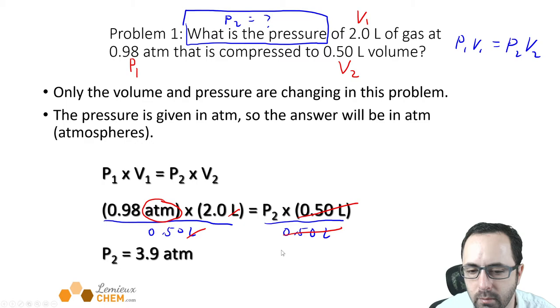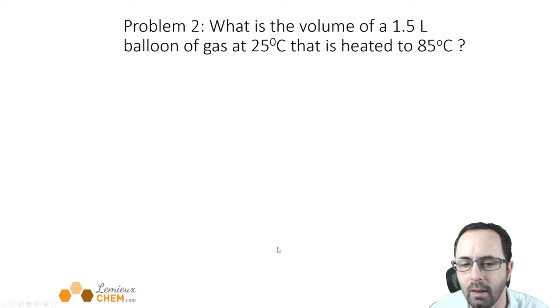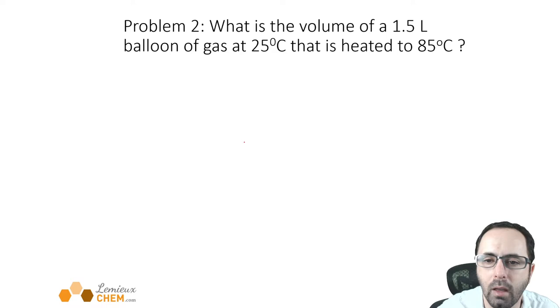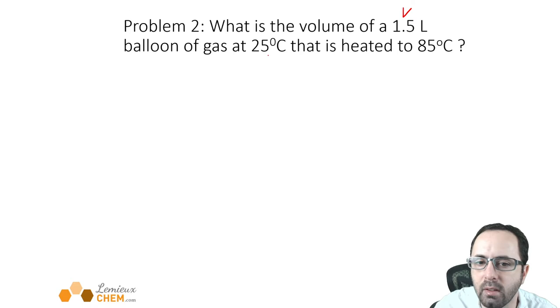Let's look at another example. What is the volume of a 1.5 liter balloon of gas at 25 degrees Celsius that is heated to 85 degrees Celsius? Okay, so let's look at what we've got here. We're given a volume, we can tell because it's liters. And then 25 degrees Celsius, that is a temperature. And 85 degrees Celsius, that is a temperature.